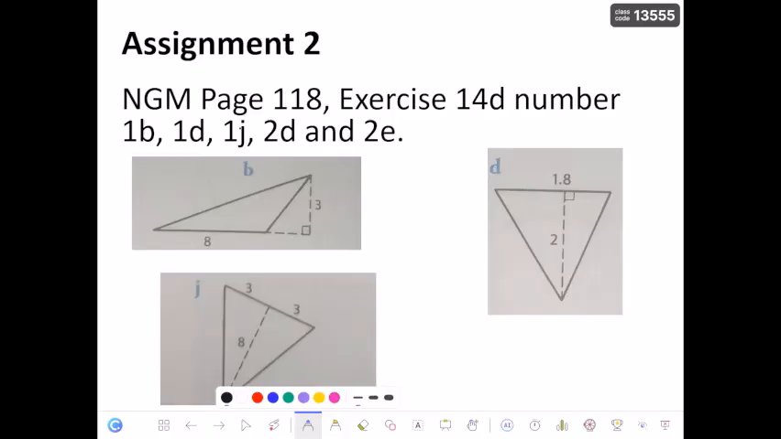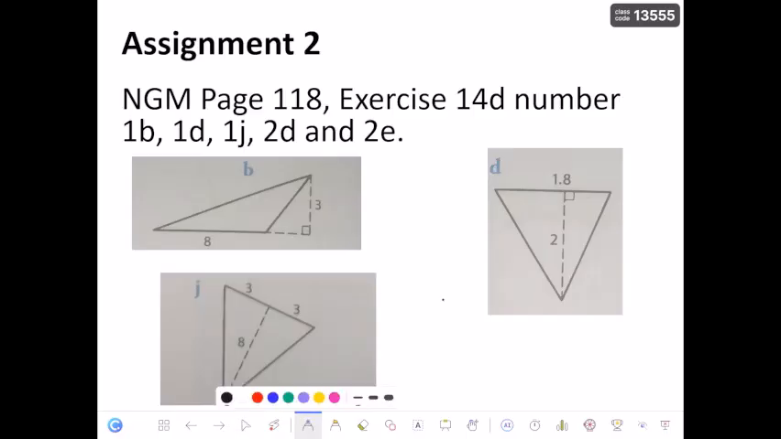The last assignment is from page 118 in our new General Maths, exercise 14D, number 1B, 1D, 1D. So these are the questions. I've screenshot them and put them in our system. You can all see the questions. So let's just go straight to the solution.